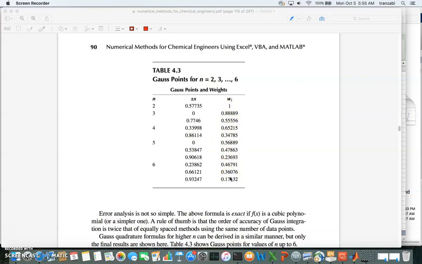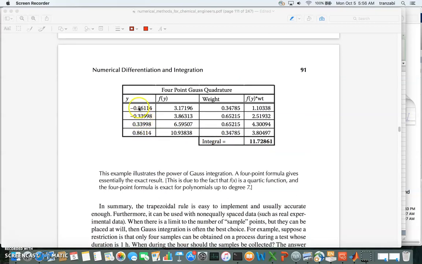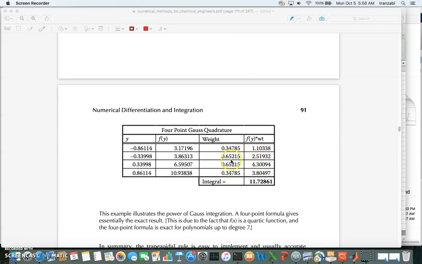Okay, if you want to do, let's say, a 4-point Gauss Quadrature, then we have to use plus minus 0.33, plus minus 0.86 with the corresponding weight. So let's go to that table. This is plus minus 0.33, and this is plus minus 0.86, and these are the weights taken from the table. For 0.33, the weight is 0.65, and for 0.86, the weight is 0.34. Okay, so I have the weight sitting here.